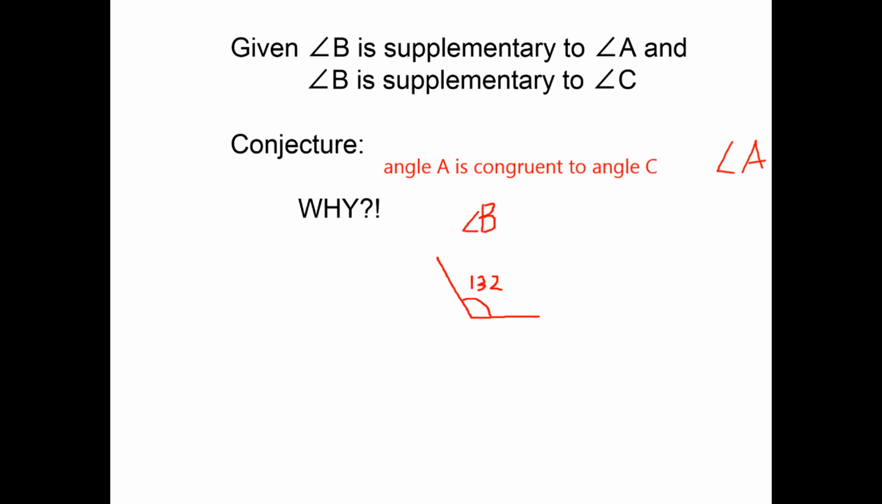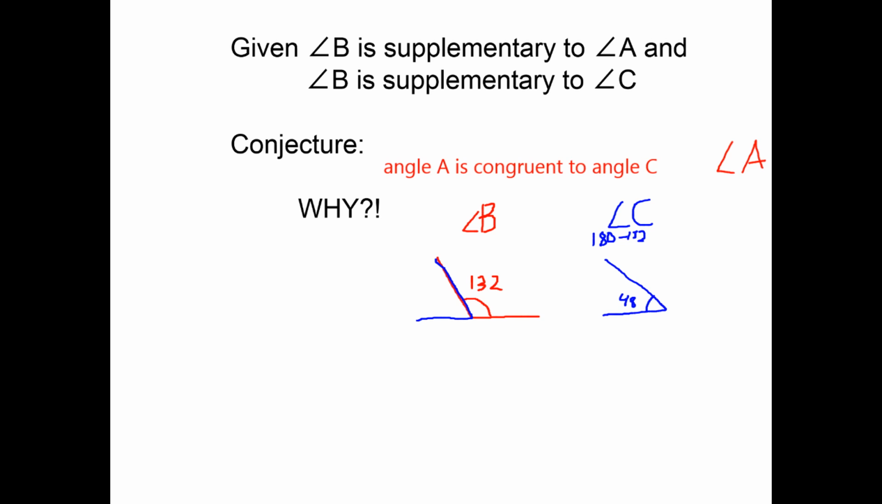Now, we're going to have our angle C. Now, angle C, if it's supplementary to angle B, we know that it basically has to be the angle that comes together to make it 180 degrees. So this would be 180 minus the 132, and we would end up getting an angle that looks a bit something like this, and that ends up being 48 degrees.